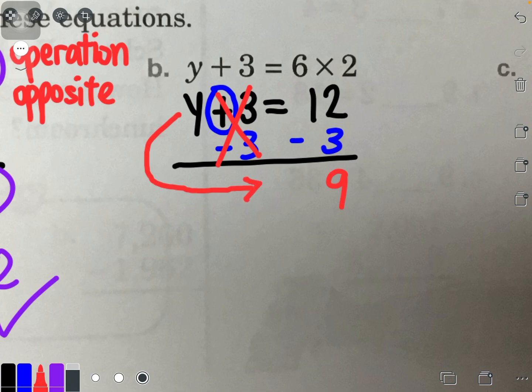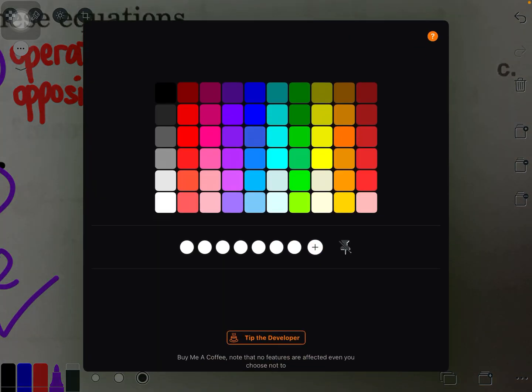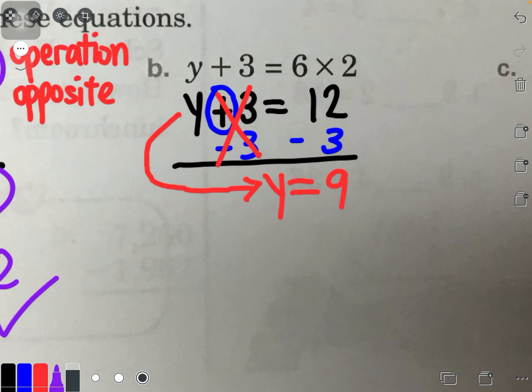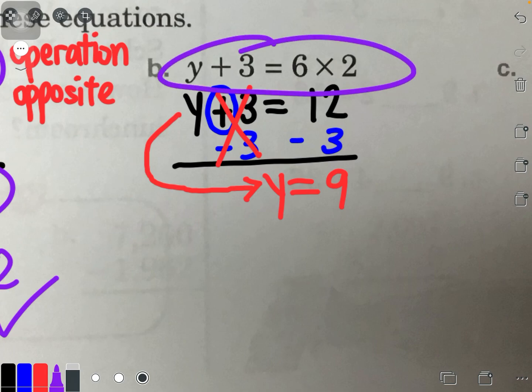I found it. I found out what y is. Y equals 9. But we still have to check. So I'm going to use purple to check. And instead of writing y when I rewrite it, I'm going to write 9. So I'm going to rewrite this whole equation, but I'm going to put 9 instead of y.